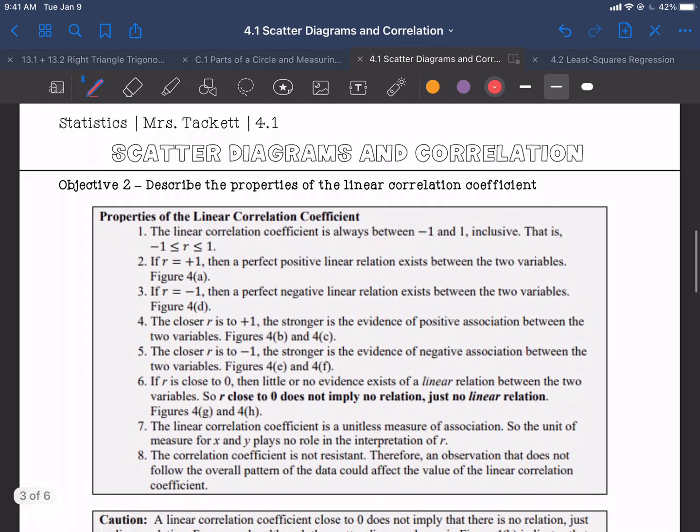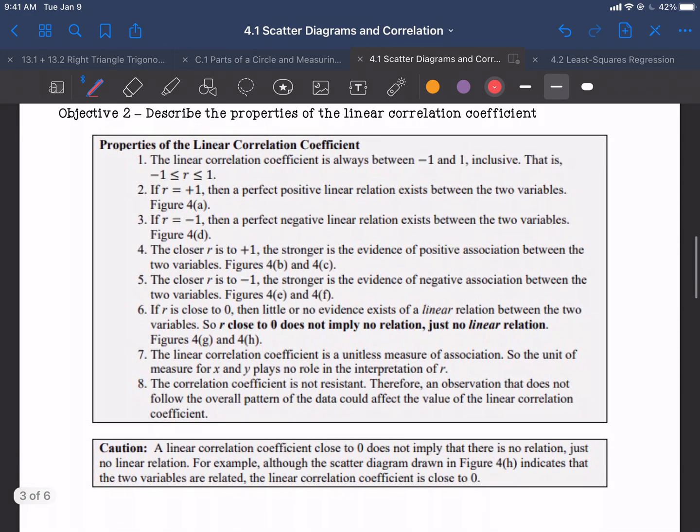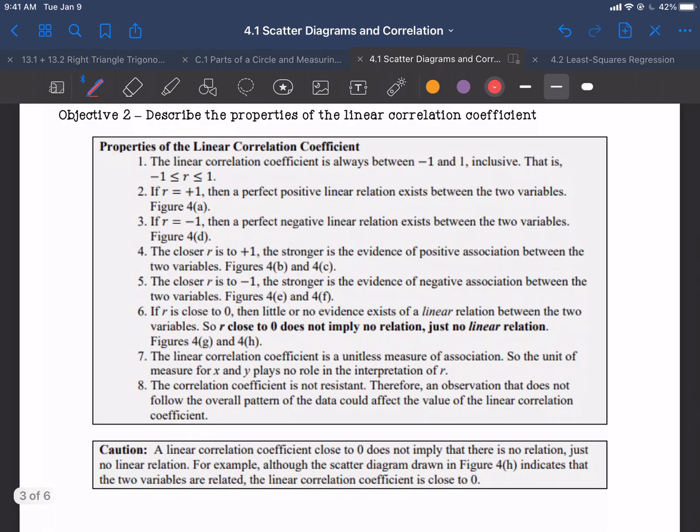All right, so talking about the correlation coefficient. This helps us determine, does it have a strong linear relationship or not? And the term for that is the correlation coefficient, and it's represented with a lowercase r. So it describes it step by step, your points here. So first of all, the linear correlation coefficient is always between -1 and +1. So you're not going to have anything outside of those two values.